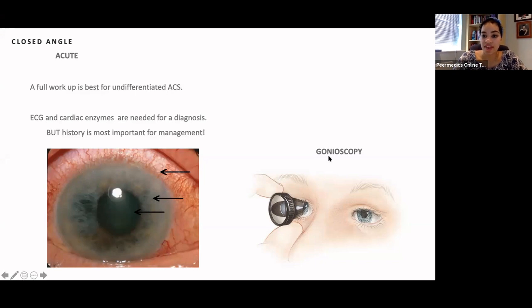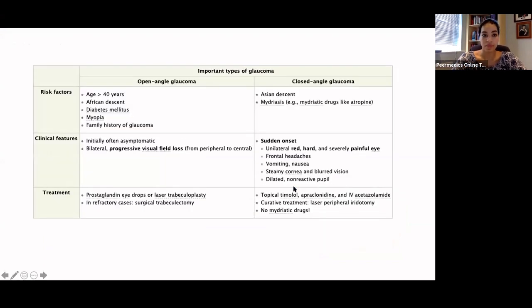So we use this thing called gonioscopy, which is something you use to visualize the anterior chamber. You can see the angle between it. We can also do tonometry to look at the pressure. Again, over 21 is considered high. And then we do things like fundoscopy to look at the cup to disc ratio. Again, I won't go through this now because it's pretty much what we've just been saying.